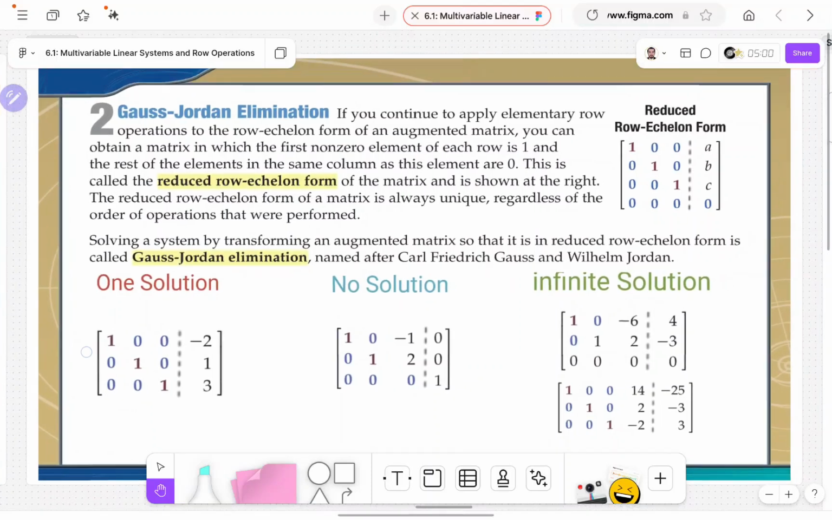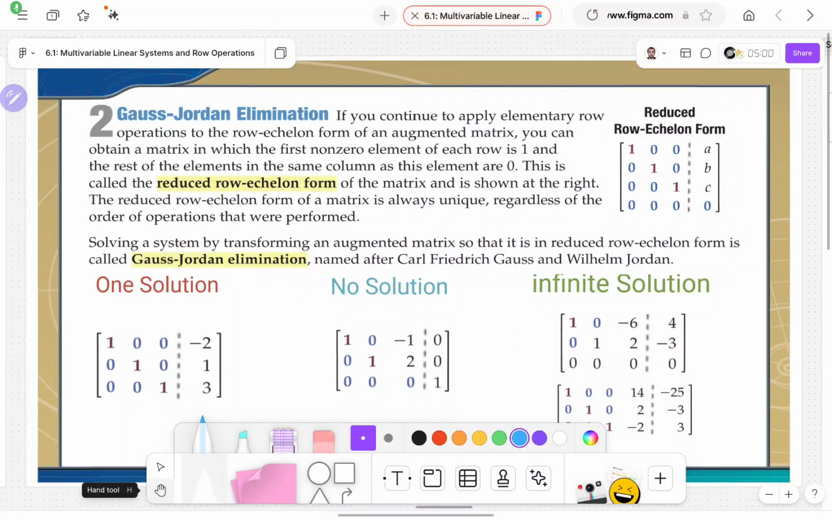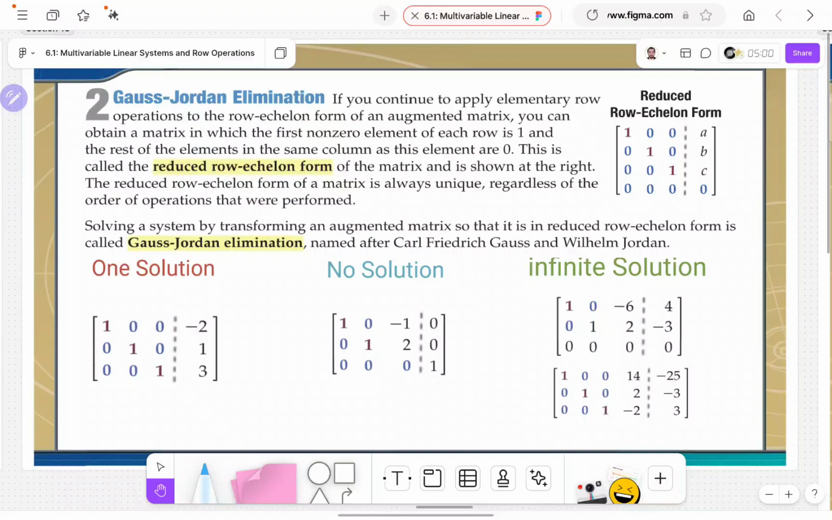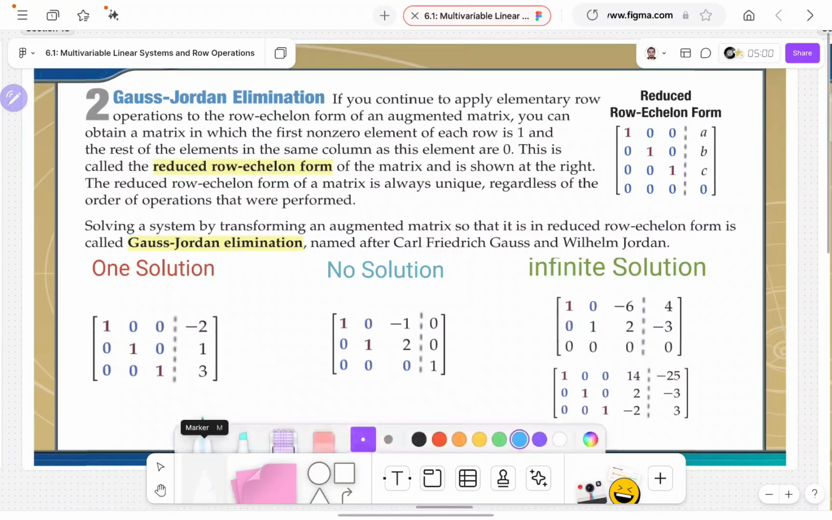Now, the Gauss-Jordan elimination. The second objective, which is Gauss-Jordan elimination, we have 3 different solution types when we start trying to solve the matrix or the linear system of equations. The first thing that we need to understand is that we need to make this matrix reduced row echelon form.